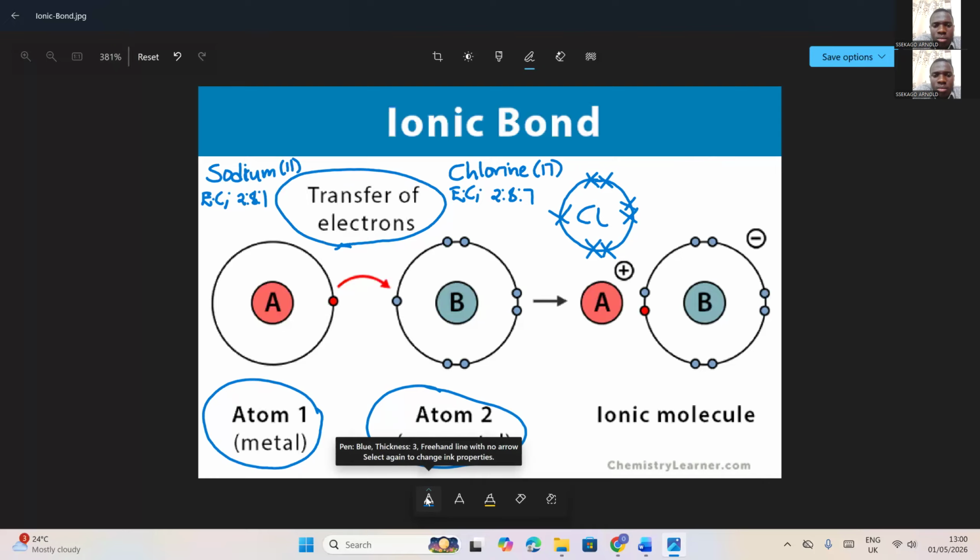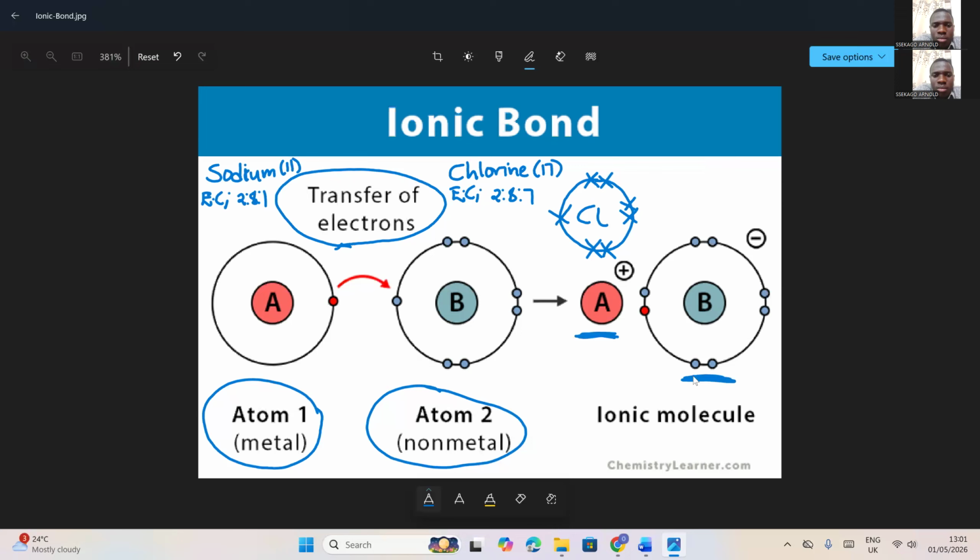So this is chlorine. So my B is chlorine. It's like sodium loses electrons to chlorine. Once sodium loses electrons, it is left empty. That's why we have A plus. When it loses electrons, it becomes positively charged. And chlorine, when it gains electrons, becomes negatively charged. So that is ionic bond.